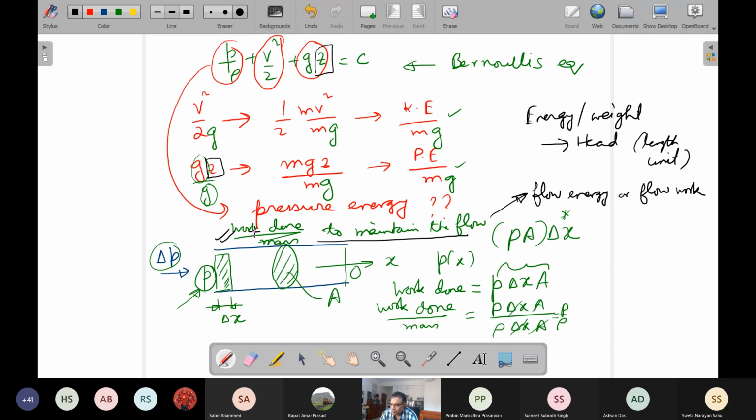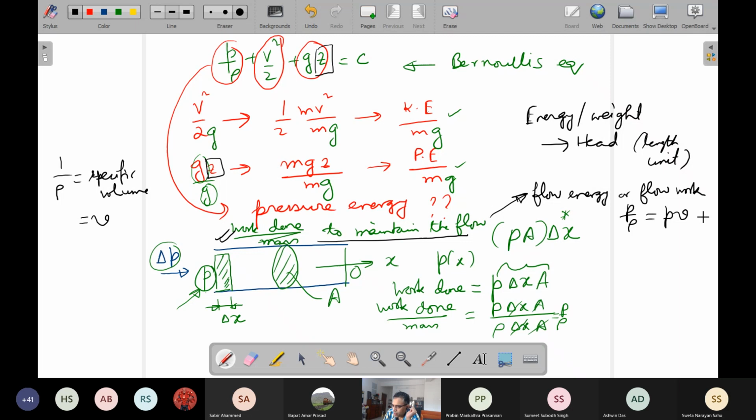So if you see this one, this work done per unit mass, that is P by rho. If you have studied thermodynamics in an engineering course, then 1 by rho is called specific volume. That is terminology which is used in thermodynamics. It is absolutely nothing new. It is just the inverse of density, so it is given a typical symbol of small v. So this is P into small v, the flow energy or flow work.